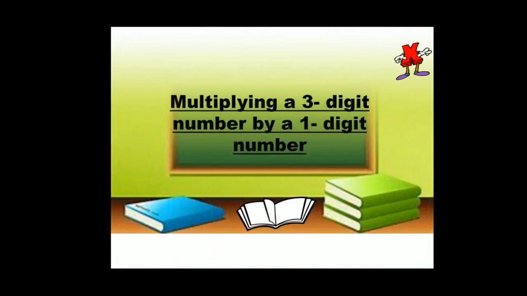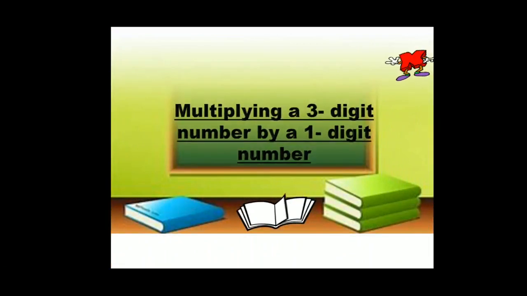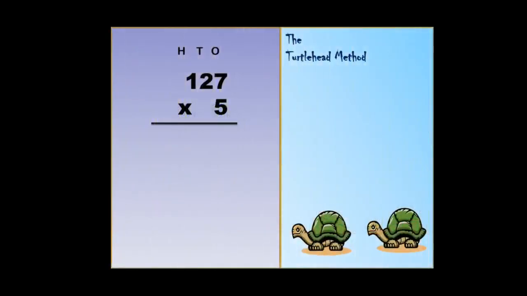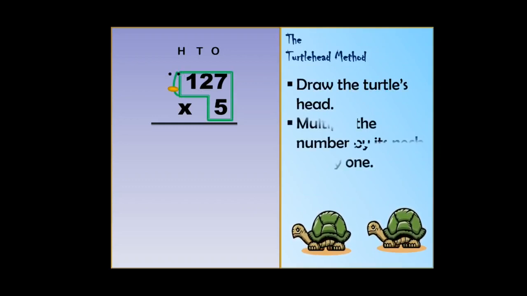Now we'll be doing multiplying a 3-digit number by 1-digit number. And we'll be using again the Turtlehead method. So you can see here is a 3-digit number 127 multiplied with 5, that is 1-digit number. Again the first step is same, to draw the turtle's head. And we'll be multiplying the number by its neck one by one.